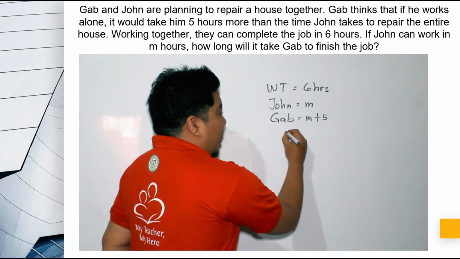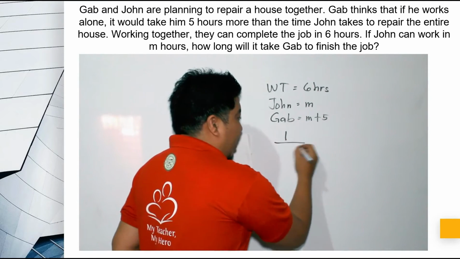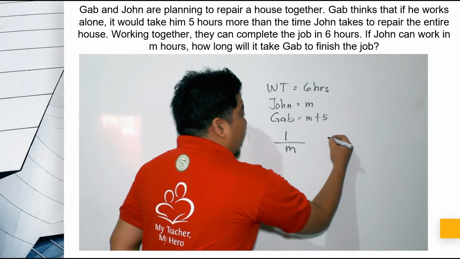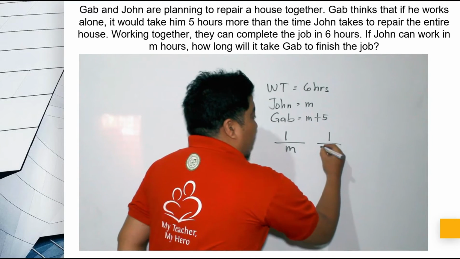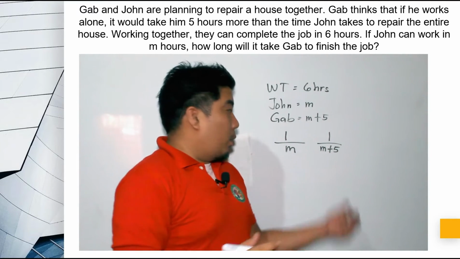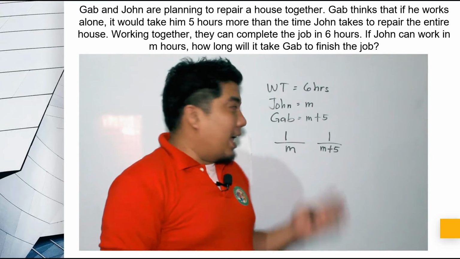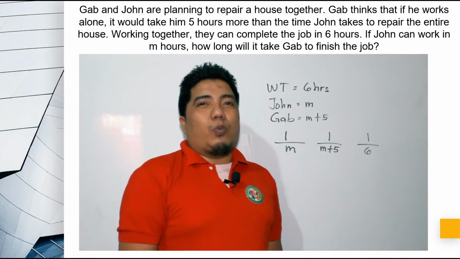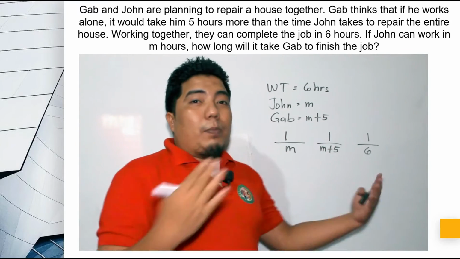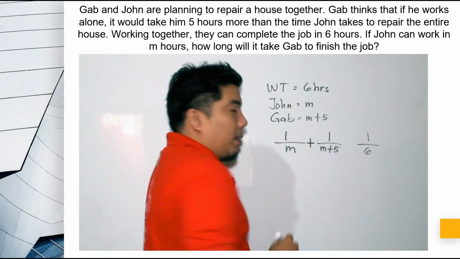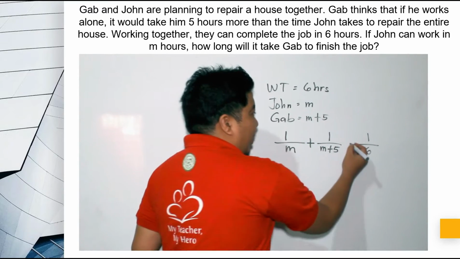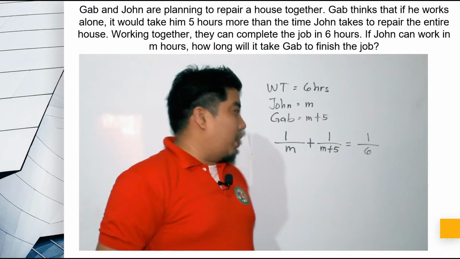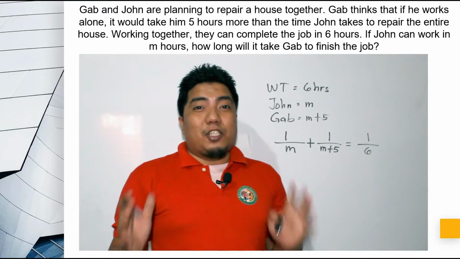For John, he can finish the one job in M hours. So, one job per M hours. While for Gab, he can finish one job of repairing a house in M plus 5 hours, where M is the hour of John. And if they work together, they can finish the job in 6 hours. So how do we solve this one? By knowing that they will be working together, that will be plus. And if they work together, the result is one job to 6 hours. Okay? 1 per 6 hours.